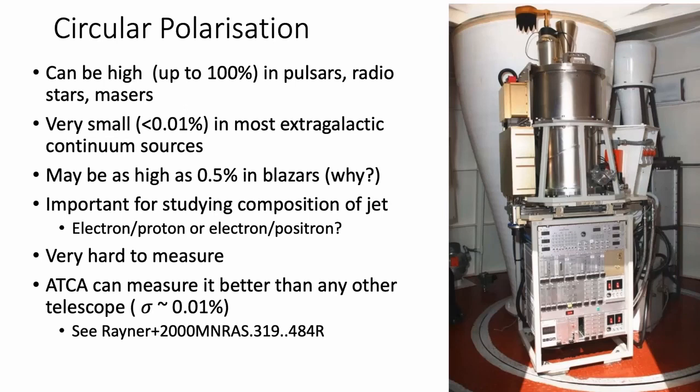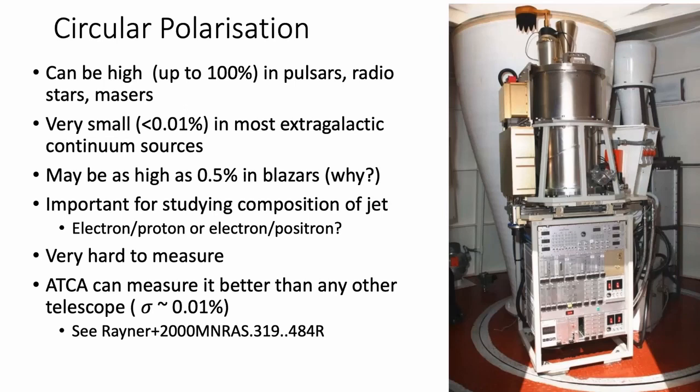So if you can measure the circular polarization, which is really hard to measure, then you can tell what the jets are made of. As I say, we designed the compact array to be able to measure it really well, and that worked out very well. My PhD student, Dave Rayner, published the paper in 2000. He spent his entire PhD trying to fix the various errors of the compact array, but eventually we got it right. The standard error on the polarization was about 0.01%, or 10 to the -4.